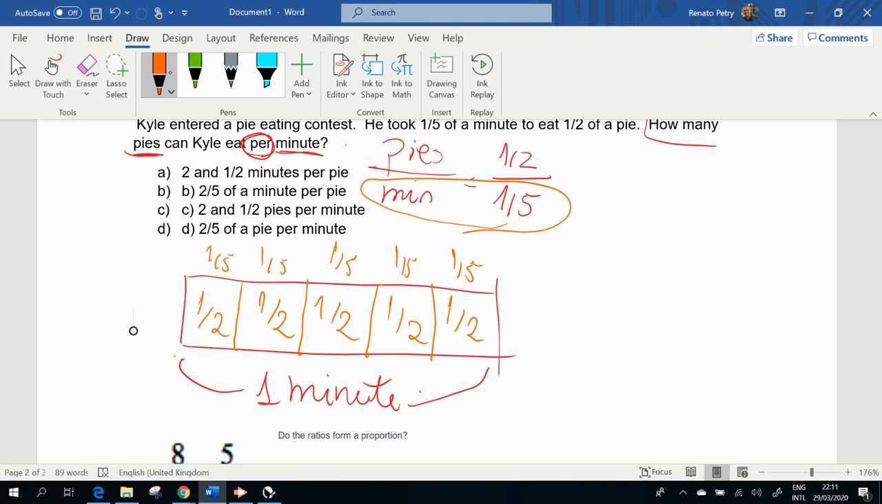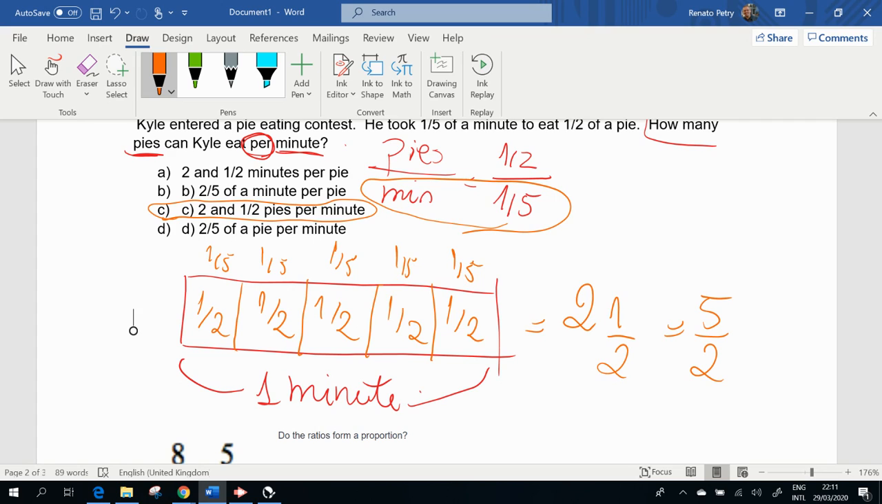So I need to figure out how much he ate in the whole minute. What I basically have to do is add these 5. So I have 5 halves: 1, 2, 3, 4, 5 halves. Well, 5 halves is equal to 2 wholes and 1 half, which gives me answer letter C, 2.5 pies per minute.